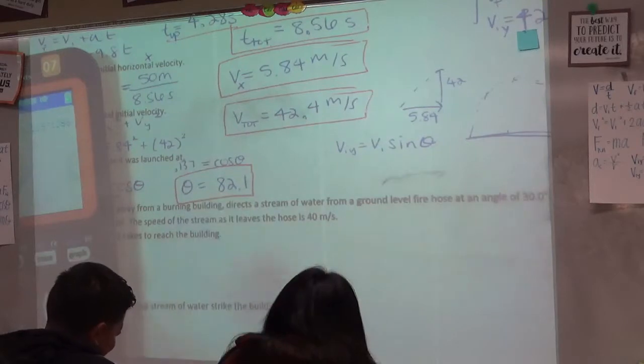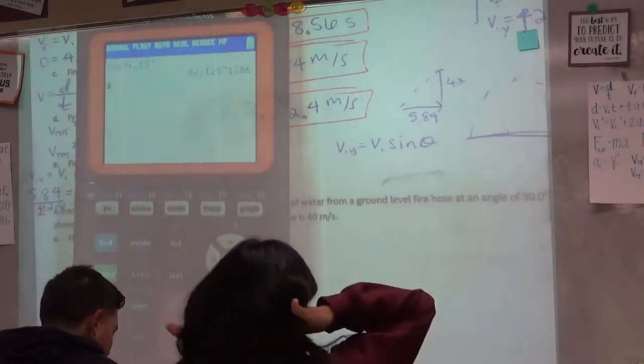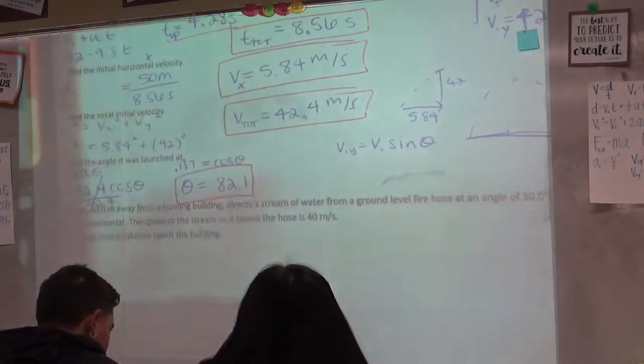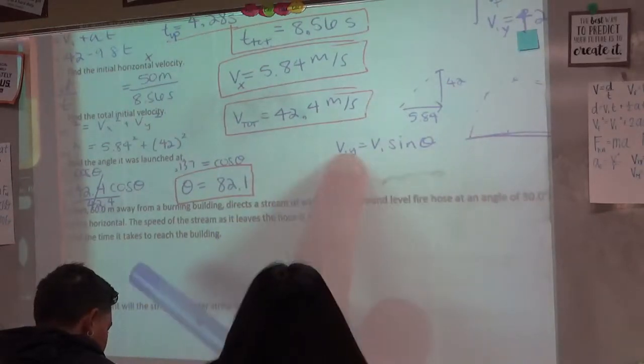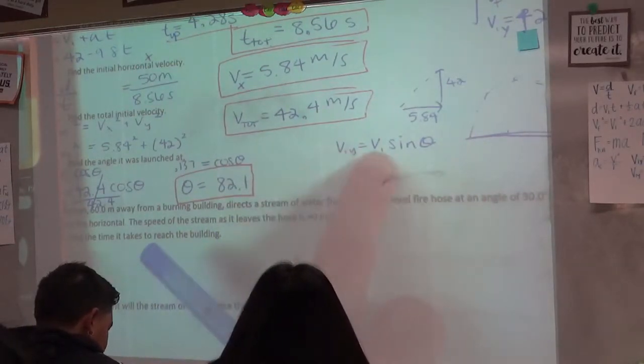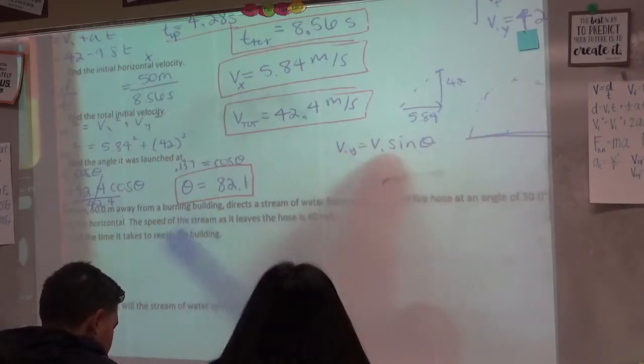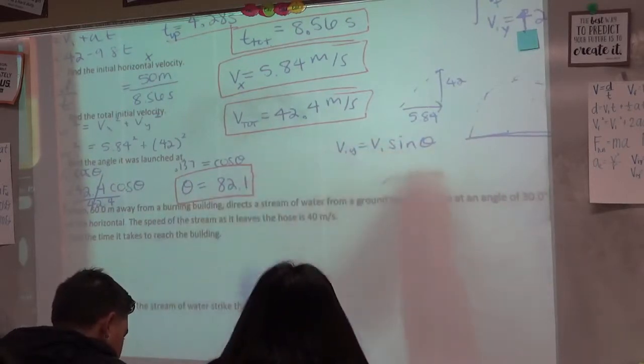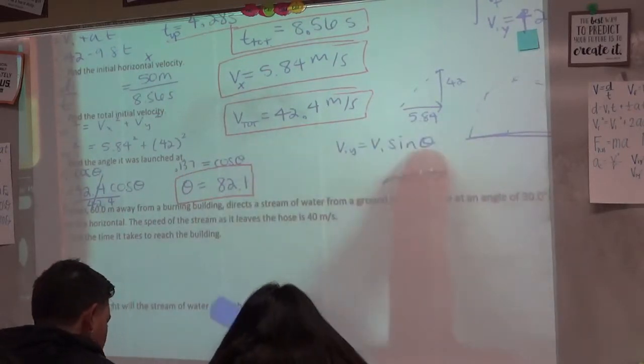Yep, to undo cosine, you do second cosine. Now let's practice using the sine equation. We should get the exact same angle, so I want you guys to plug in right here, VIY, VI, looking for the angle again. So, not necessary, but I'm just showing you that it'll work for the second one.